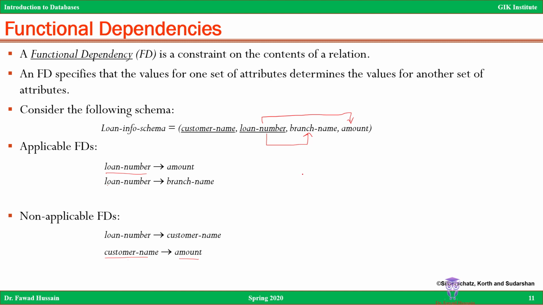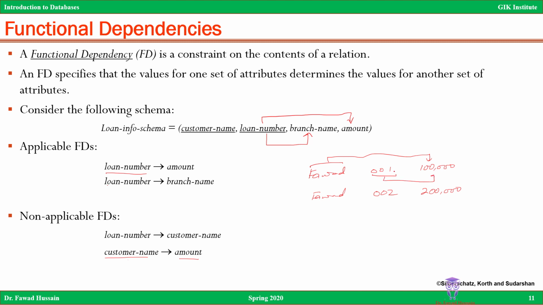And the reason is that if I have one customer, let's say myself, and I have loan number 001, and the amount of loan I took was 100,000, and I went on to another bank or another branch, I took out another loan, and that was of 200,000. So my name here is not capable of determining the loan amount I took. However, the loan number is a good determinant.